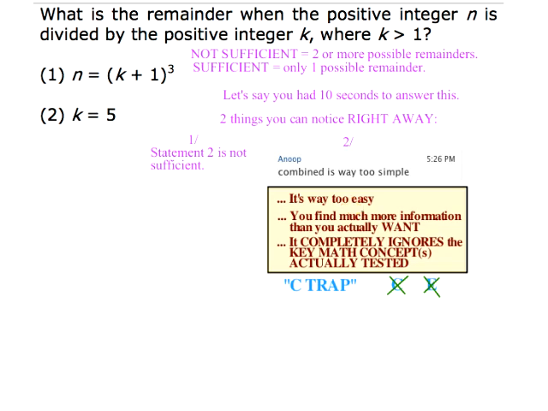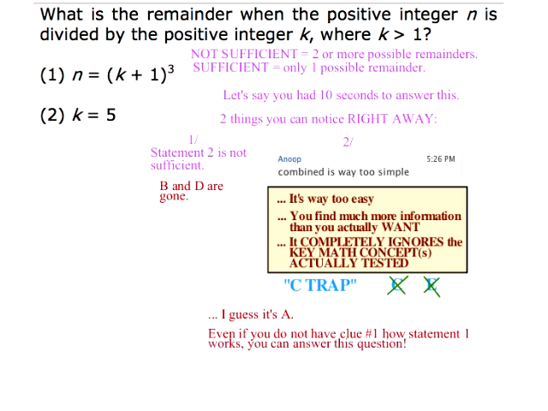So, but if you put these realizations together, well, this statement 2 is not sufficient, so B and D are gone. And then with this realization, C and E are gone. Oh, hey, I guess it's A. Even if you have no clue how statement 1 works, you can answer this question. That's pretty cool. I mean, it happens a lot. You would be surprised how often this is a thing.